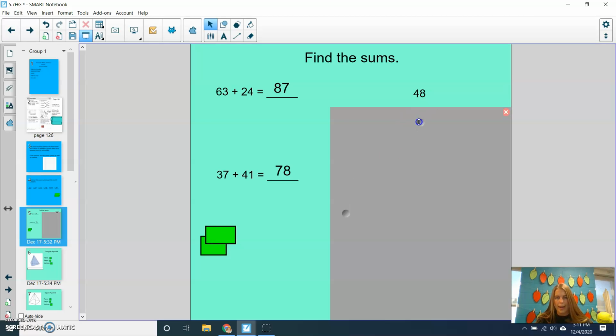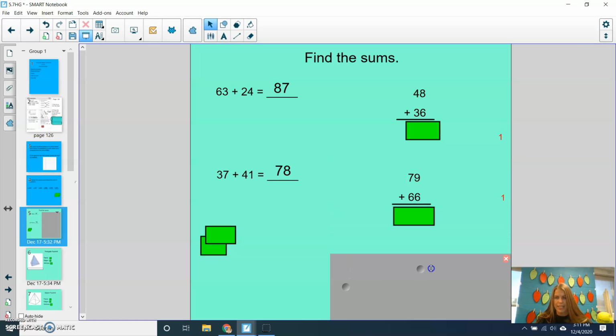I have 2 more problems for you. For this next one, 48 plus 36 and 79 plus 66, I'm going to show you how to solve those with more of the traditional way of stacking them. So why don't you press pause and then play when you're ready to check.